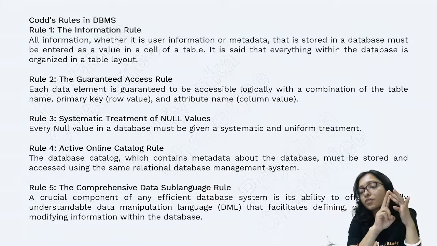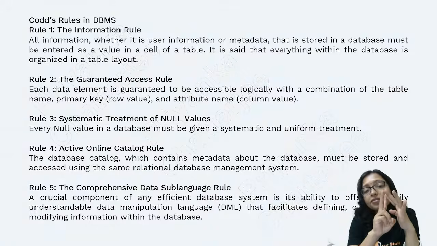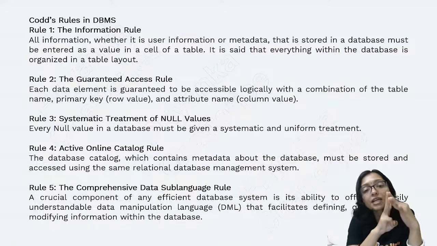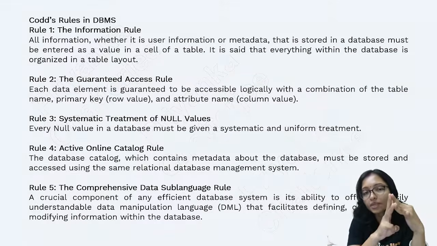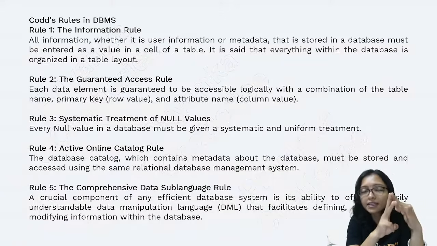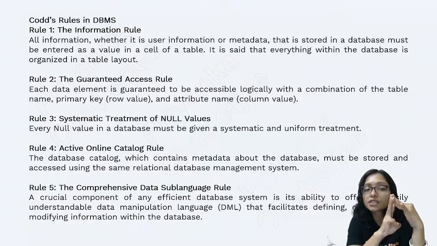Systematic treatment of null values. If there is some problem, some classes are not there, some data is not available, should I show that to you, that this data is not available, or should I treat it in a proper way? So we should handle that null value in a systematic, proper way, right?